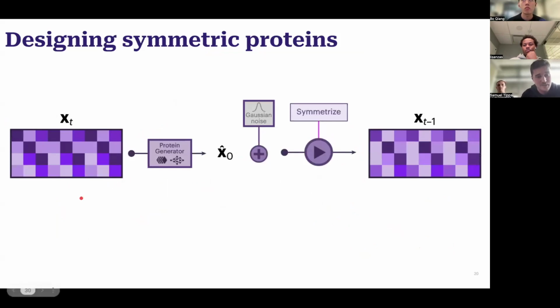So the next design goal that we tackled and implemented in ProteinGenerator was designing symmetric or repeat proteins, where given some xt in your diffusion trajectory and some predicted x naught from ProteinGenerator, after you add noise, you can symmetrize your continuous sequence representation to generate a symmetric or repeat protein. So in the case of this example, this is a 9-residue protein. You can take the first 3 residues of noise and symmetrize it across the other 2.